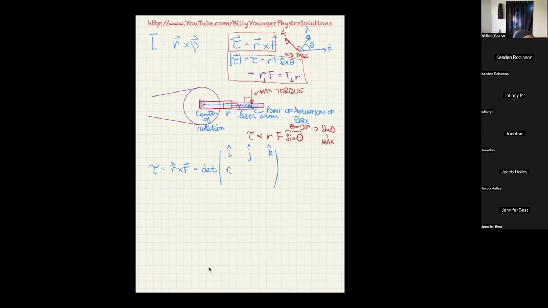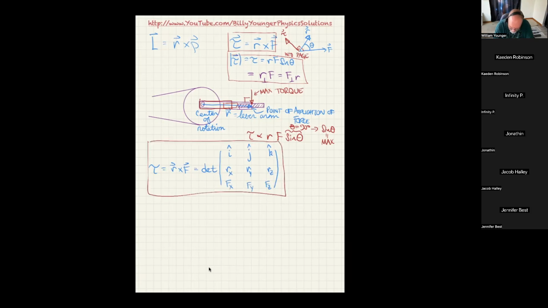Then it has RX for the second row, first column, RY, second row, second column, RZ, second row, third column, and then FX, FY, FZ as the third row. So that's the actual method you go by calculating a cross product using a determinant.